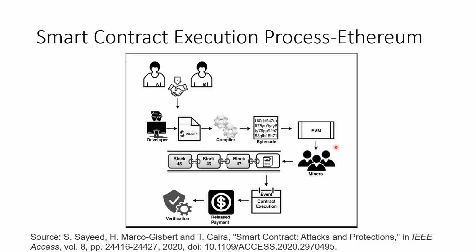Here miners play a major role in the execution of the contract, and this contract is deployed on the blockchain in the form of the hash value of that contract. Whenever any event is triggered, that event will trigger the contract, and based on the contract condition, payment will be released and it will go for verification. So this is the overall process of smart contract execution.